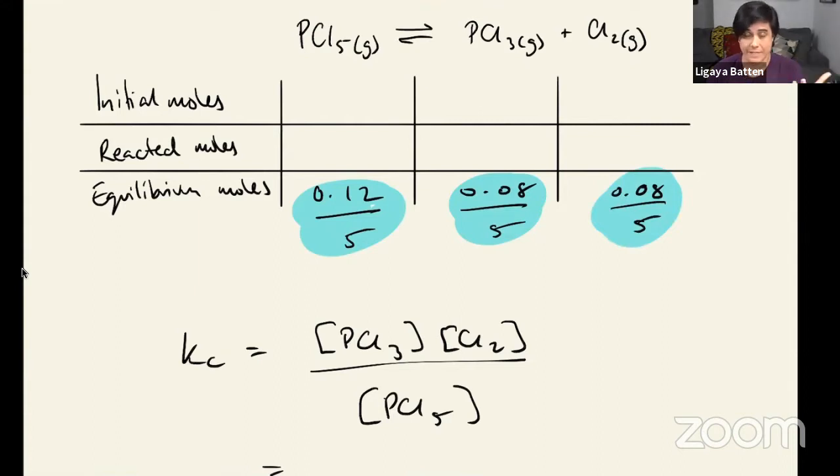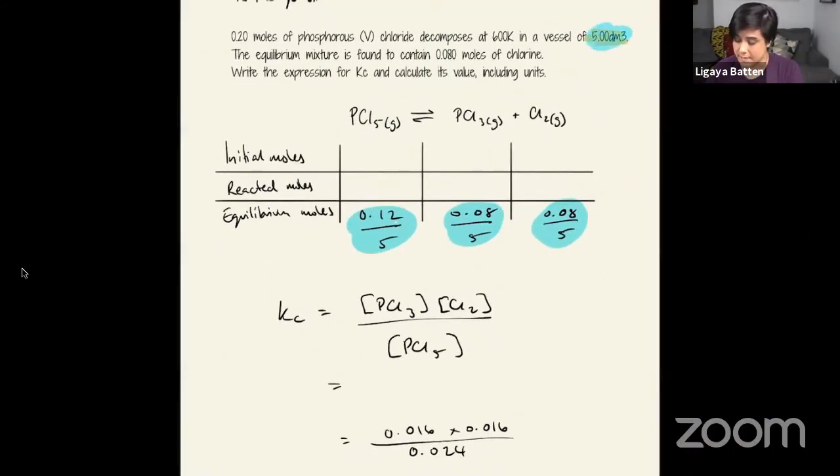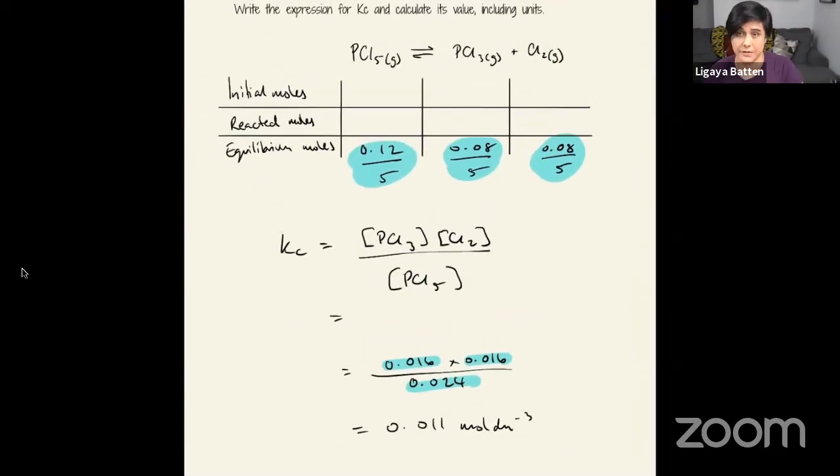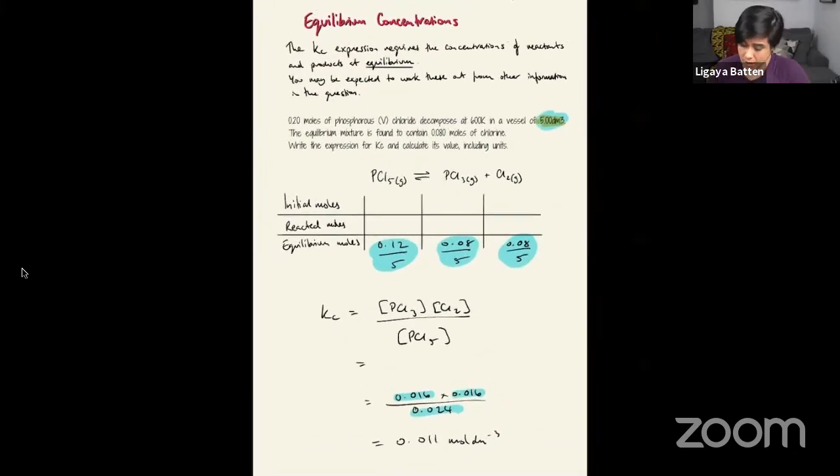So the 5 decimeter cubed from the question is the volume, and then we do the moles divided by the volume to get the concentration. So now our concentrations are down here, and we can plug that into our Kc expression to give us the answer 0.011 moles per decimeter cubed.